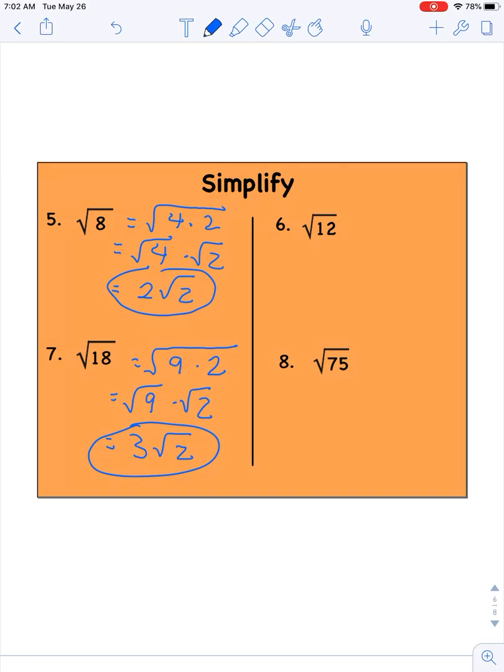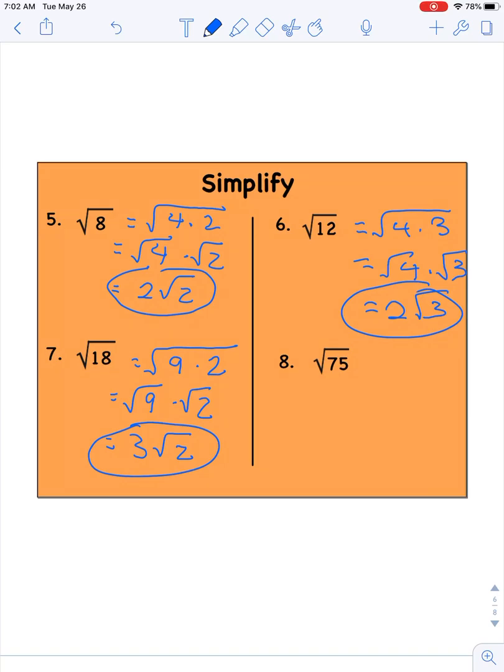Pause the video, try it, see if you can get it. Well, 6 times 2 is 12, but neither one of those are perfect squares, so don't pick 6 times 2. 4 goes in there 3 times. 4 is our perfect square. Then this gives us the square root of 4 times the square root of 3, which is equal to 2 square root of 3.